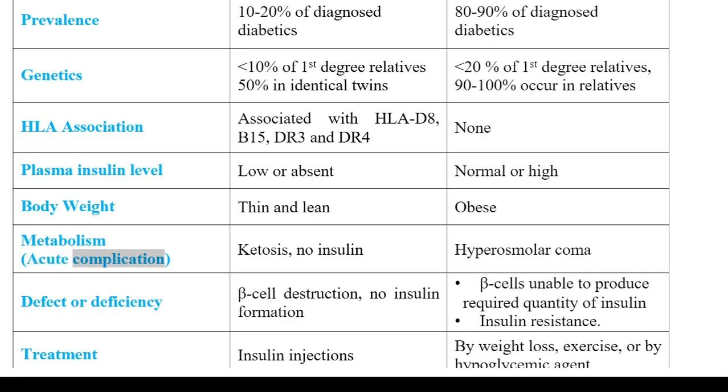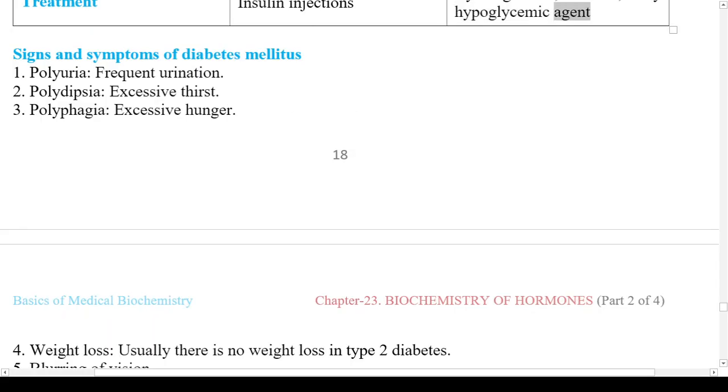Acute complication: ketosis, no insulin. Hyperosmolar coma. Defect or deficiency: beta cell destruction, no insulin formation. Beta cells unable to produce the required quantity of insulin. Insulin resistance. Treatment: insulin injections. By weight loss, exercise, or by hypoglycemic agent.